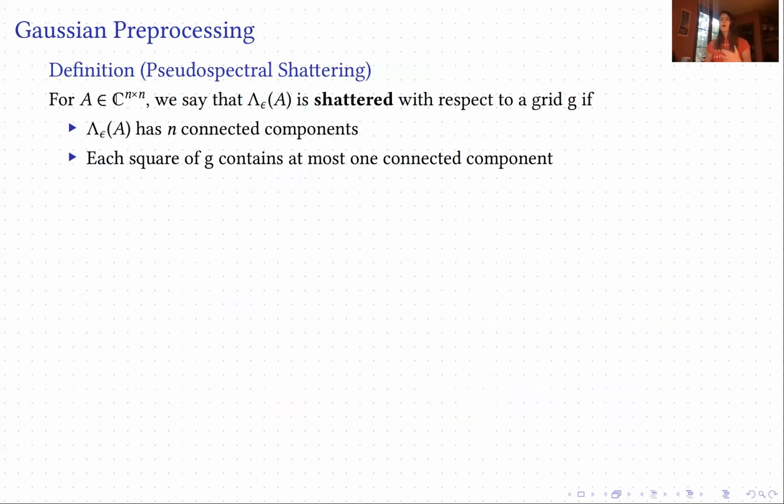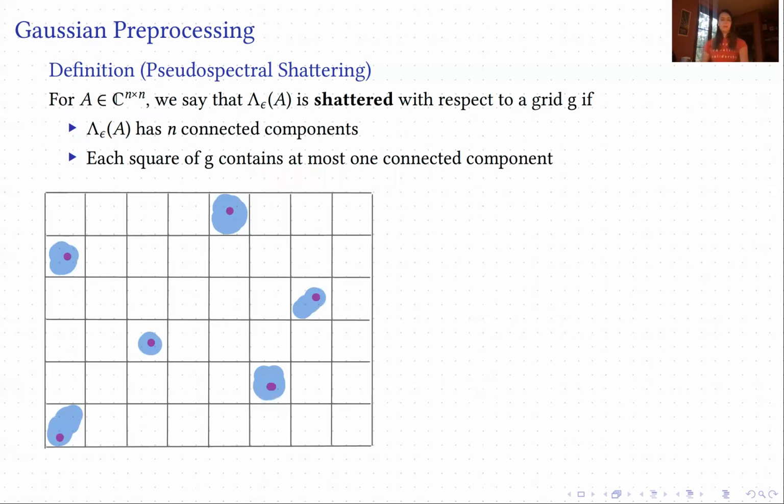Now, as I mentioned earlier, our algorithm starts with a pre-processing step. And the purpose of this is to tame the pseudospectrum in a certain sense. So we'll say that the epsilon pseudospectrum of an n by n matrix is shattered with respect to a grid G in the complex plane if the pseudospectrum has n connected components, and each square of the grid contains at most 1. So here's what that looks like. You can see here's the grid, and here are the 6 eigenvalues of some matrix, and the blue represents the epsilon pseudospectrum. So each connected component of the pseudospectrum lies in a unique square, and no square has more than 1 component.